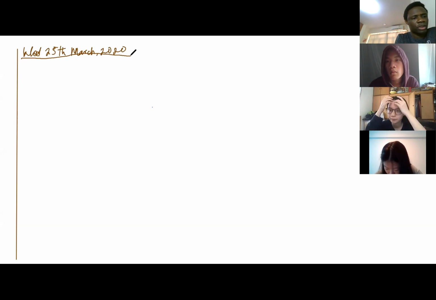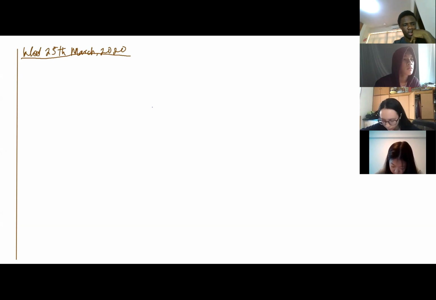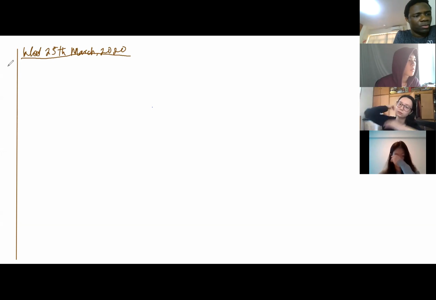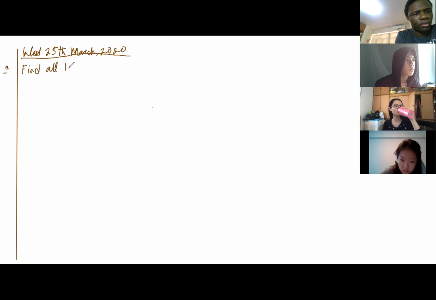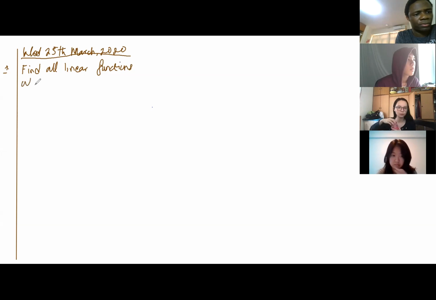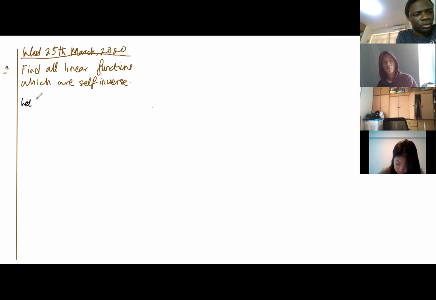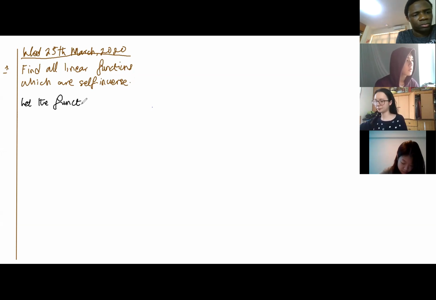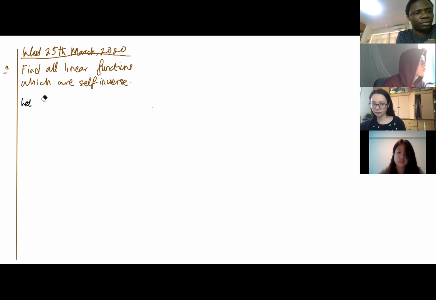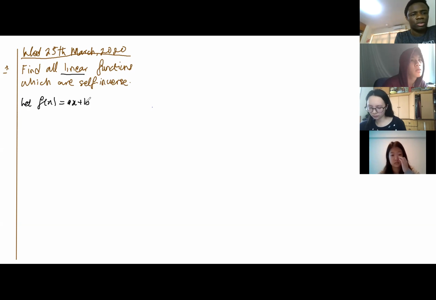Okay, so correction from yesterday. The question says, find all linear functions which are self-inverse. So the solution will be to define f(x) as a linear function. Because of this word linear, all linear functions will be in this form, f(x) equals ax plus b. We mentioned that yesterday. Then we find the inverse. So let f(x) be that.